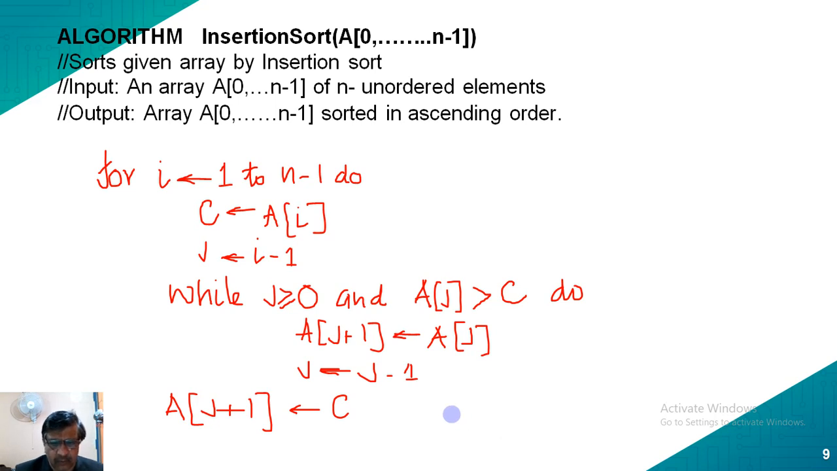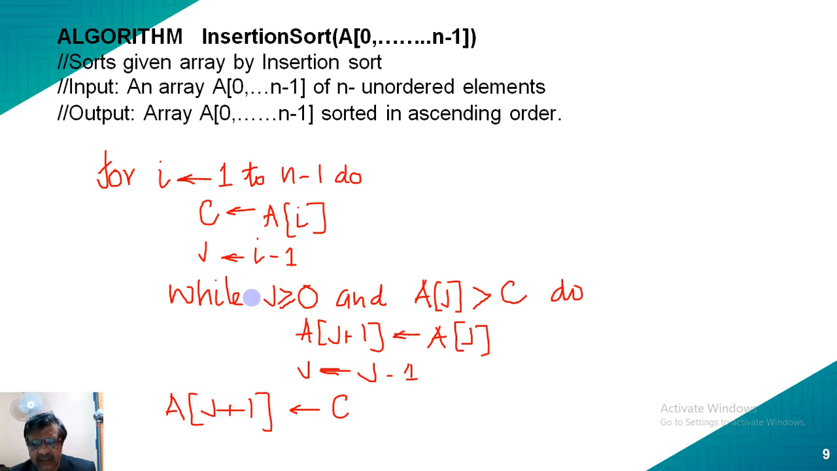I moves from 1 to n minus 1. In every iteration, at the start, A of I is preserved. The element plucked from the unsorted array is preserved, because otherwise it will be overwritten. J will have the position I minus 1 and will start moving in the backward direction as the iteration goes on, and I will go on moving in the forward direction. One movement of I will cause several movements of J. This is the understanding of this algorithm.